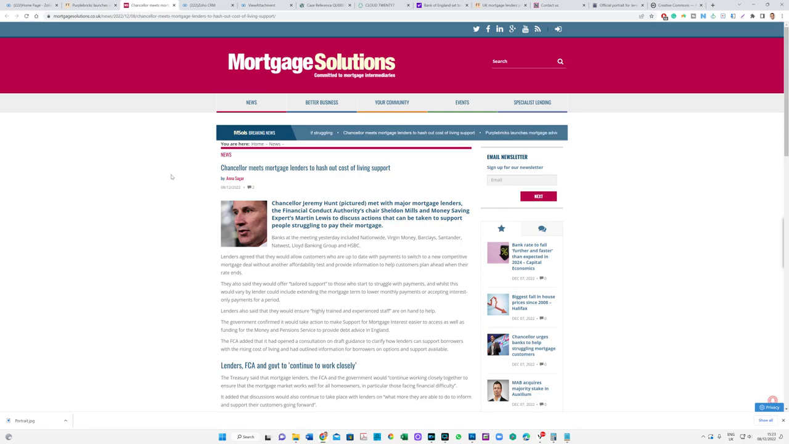Now this is Mortgage Solutions, which is basically a trade publication, but I'm highlighting this because of what some of the brokers have actually written underneath this article rather than the actual article itself. The article basically says that they've all met together and the lenders have agreed that they will allow customers who are up to date with payments to switch to new competitive mortgage deals without any further affordability tests, and will provide information to help customers plan ahead for their rate ends.